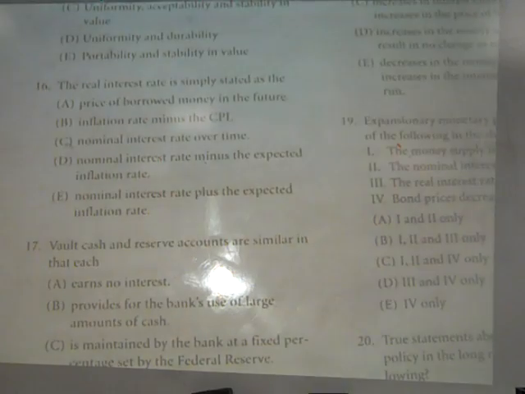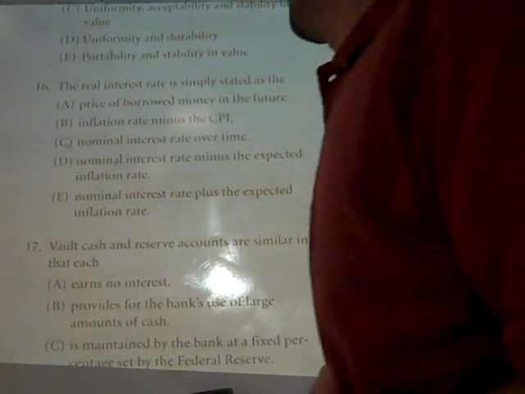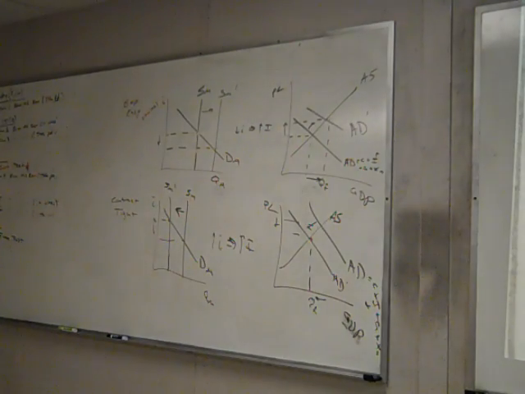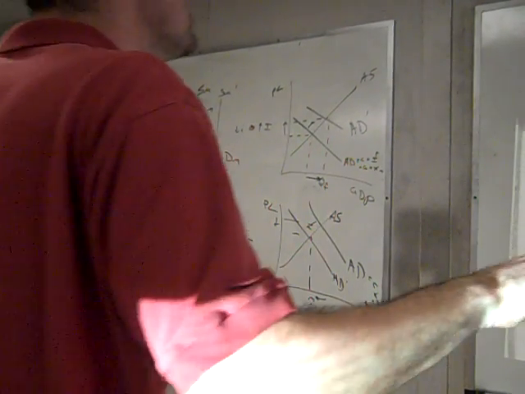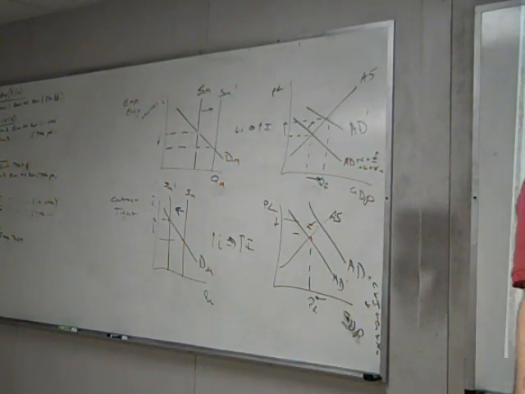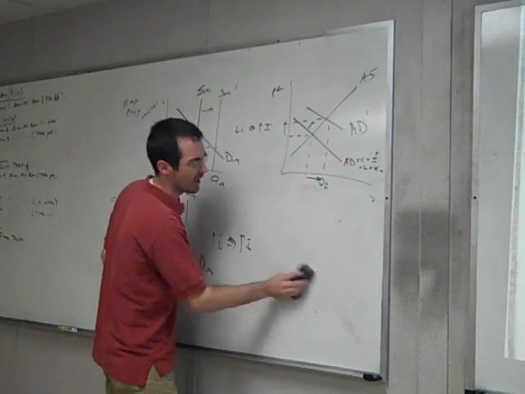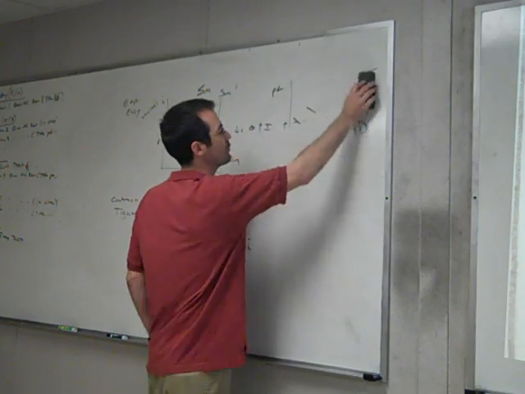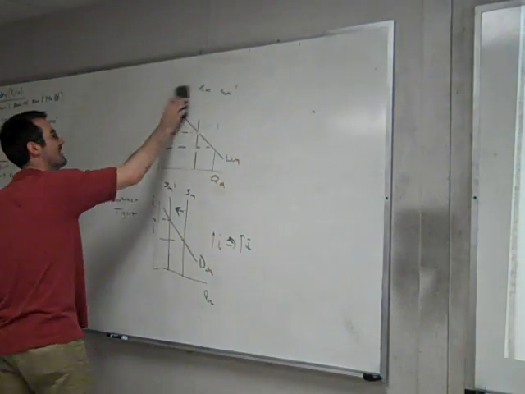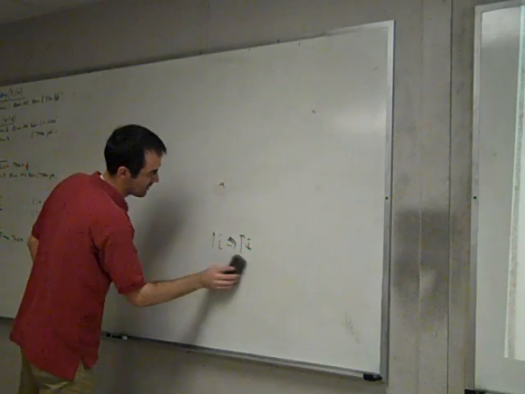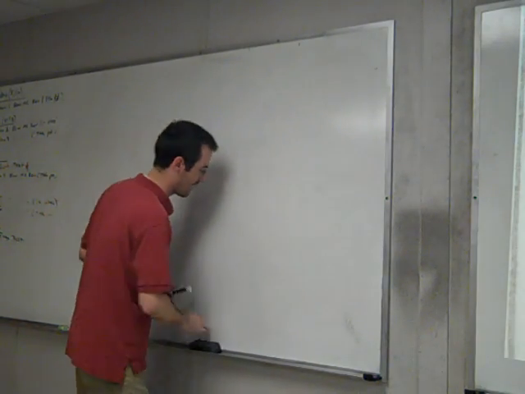16. The real interest rate is simply stated as, real and nominal. Cool, I know how to do that. Nominal over real equals price index over 100, except for when you're dealing with interest rates. If you're dealing with real and nominal GDP, real and nominal wages, nominal over real equals price index over 100 is the ticket. It'll take care of everything, except for interest rates. This is a separate one you got to memorize.